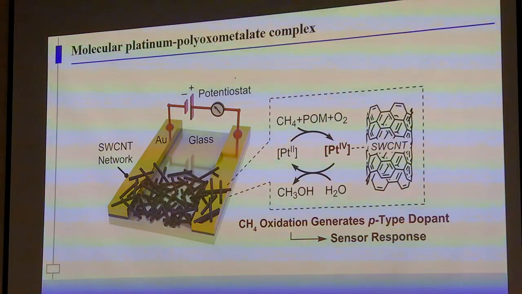And here is the mechanism for this polyoxometalate compound, how it introduces the sensitivity for methane here. So here CH4 oxidation generates beta-hydrogen, and then that results in the sensitivity for this single carbon nanotube.